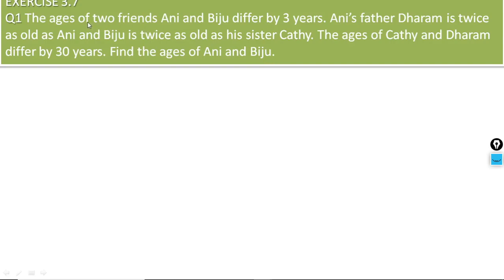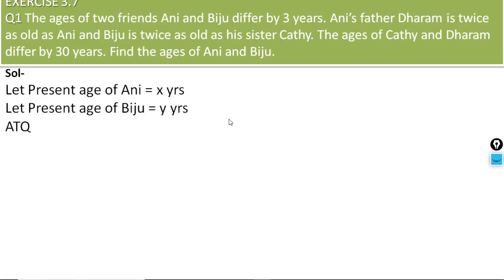So first of all, we are going to consider the present ages of our two friends Ani and Biju to be x and y. The present age of Ani is x years and the age of Biju is y years. Their ages differ by 3 years, so it will be x minus y is equal to 3, or it can be y minus x equals 3.